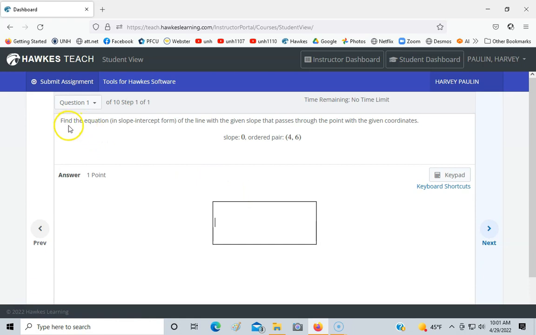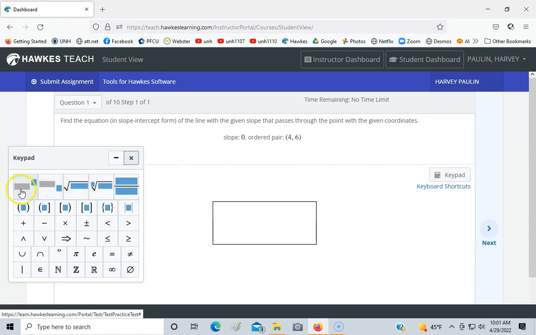So here's a question. Find the equation in slope-intercept form of the line with the given slope that passes through these points. Now, this is a typical screen, and this is a question relating to Chapter 3, so we're ahead. But generally, on every screen you run into, there will be a keypad. Let's take a look at the keypad here.